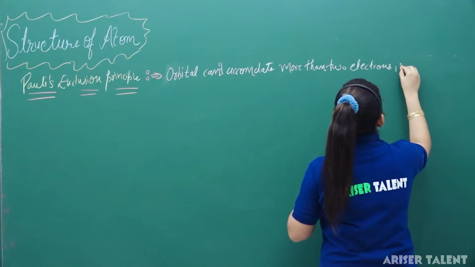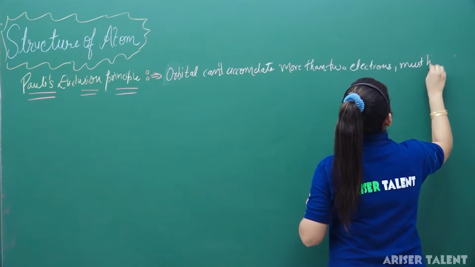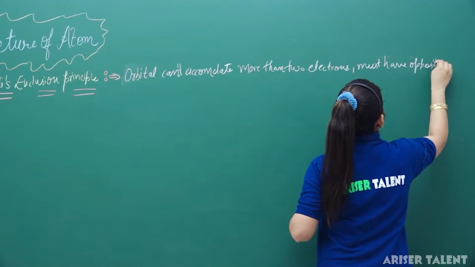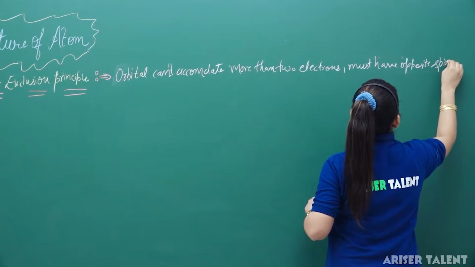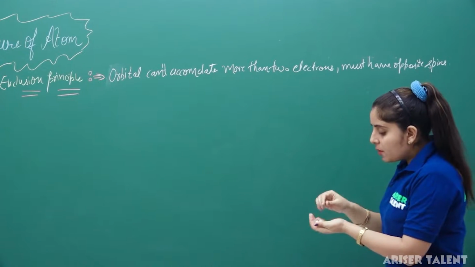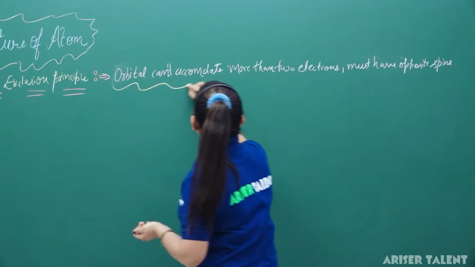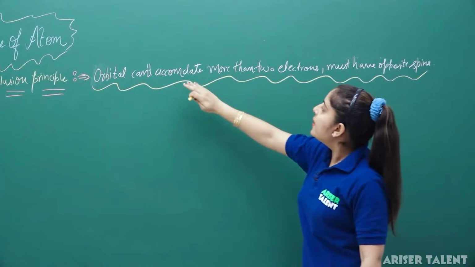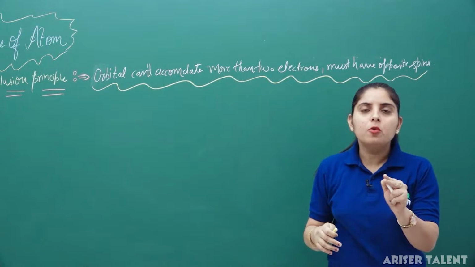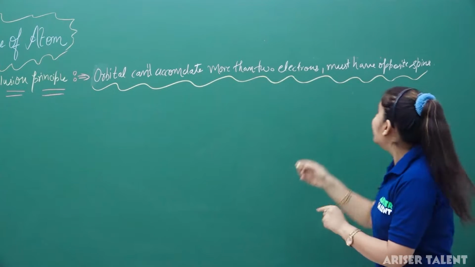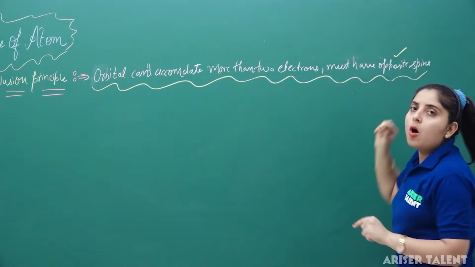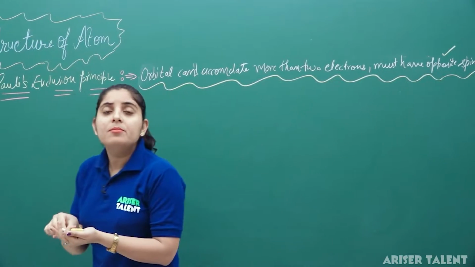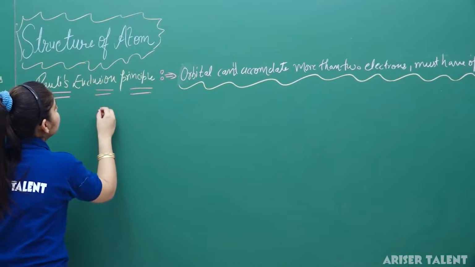So, the two electrons must have opposite spins. This is the actual statement of Pauli's exclusion principle: an orbital cannot accommodate more than two electrons, and if two electrons are present, their spins must be opposite. I am showing you this with the help of an example.